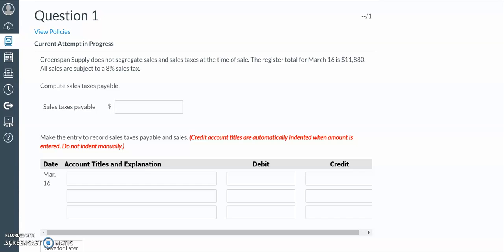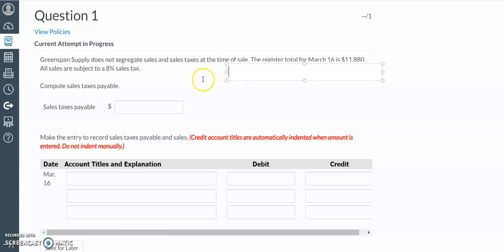And in this problem, we are told that Greenspan Supply does not segregate between sales and sales taxes at the time of sale. And they tell us the register total of $11,880, and all sales are subject to a 8% sales tax. So we need to be able to compute the sales tax payable, and we also need to make the entry to record the sales tax payable and record the sales.